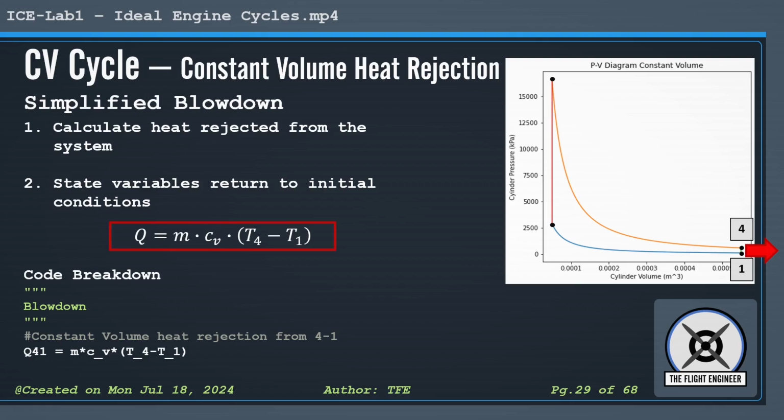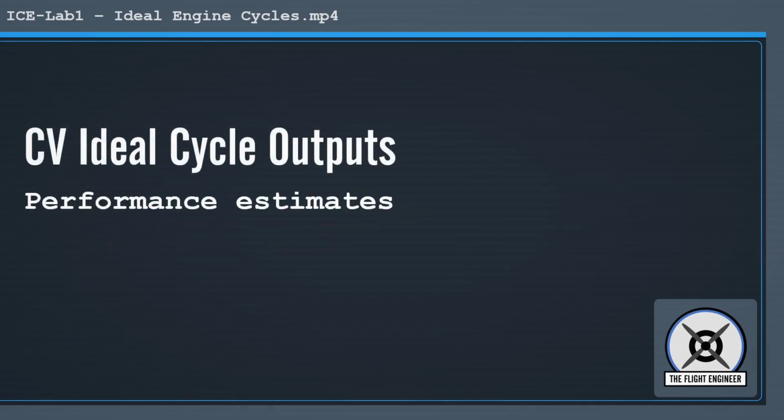That's the Otto cycle in full, and we've gone over 95% of the math and thermo that you need to solve these problems, so congrats if you made it this far. I'll quickly go over the outputs, and then we'll hop into Python and take a look at how the script works in action.